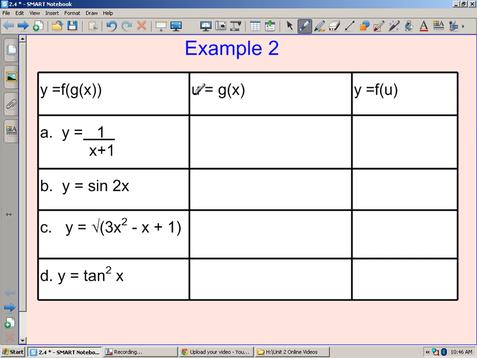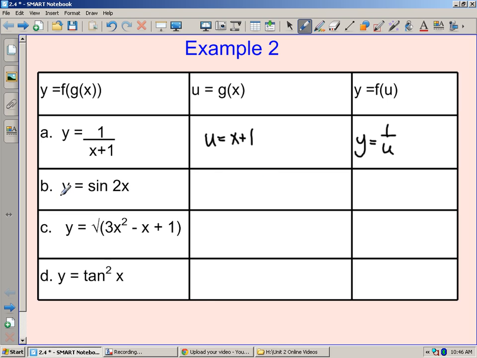So the first thing is I need to find out what my inner function is, and in this case my inner function is going to be u equals x plus 1. And then my f of u function, my new function, will be y equals 1 over u. And so you can see that I'm replacing x plus 1 with u, and so this is the function I take the derivative of, and we'll go on with what the chain rule is in just a minute. I'm not going to simplify this right now.